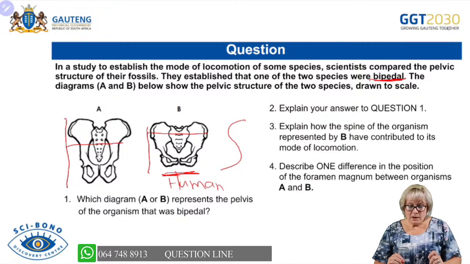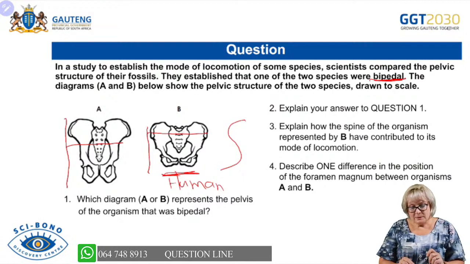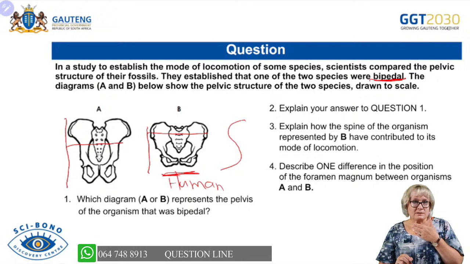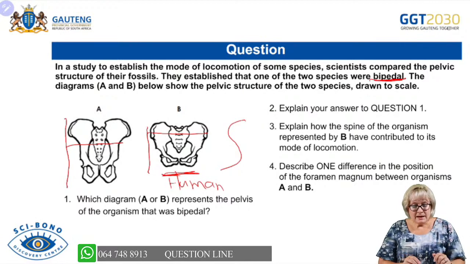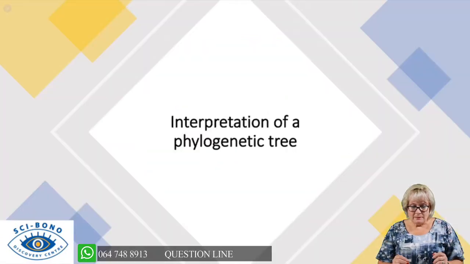Then describe one difference in the position of the foramen magnum between organisms A and B. If we say B is a human, where's our foramen magnum? It's in a more forward position at the bottom of the skull. And in A, it is in a more backward position at the bottom of the skull.